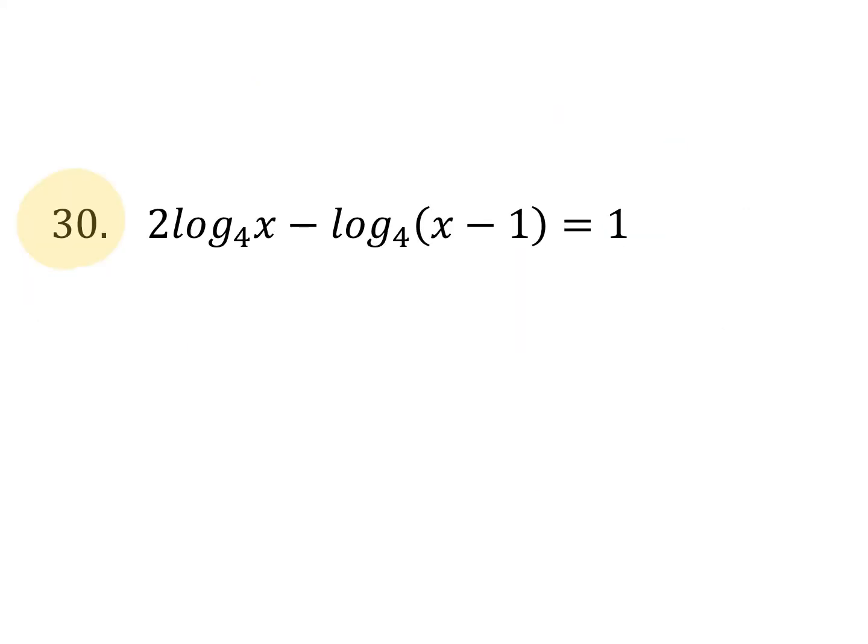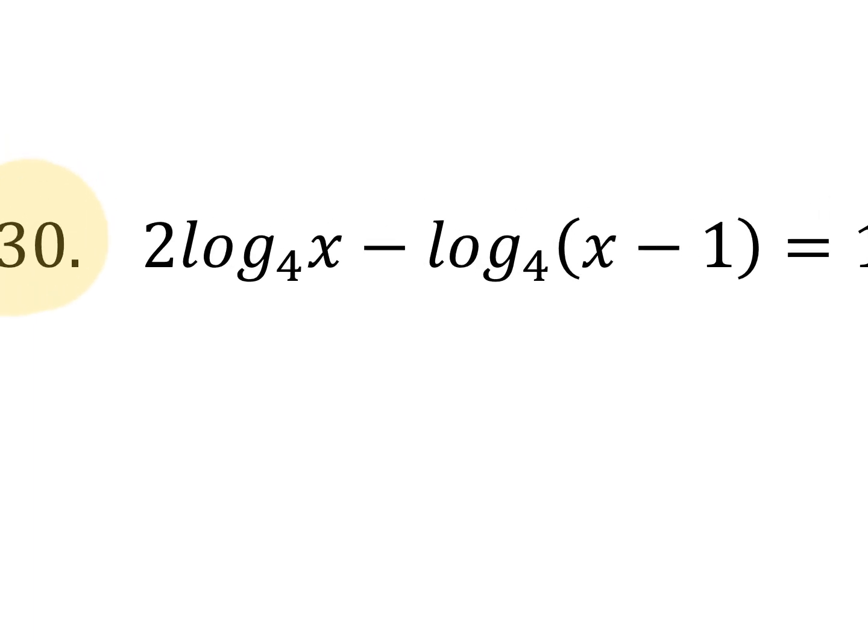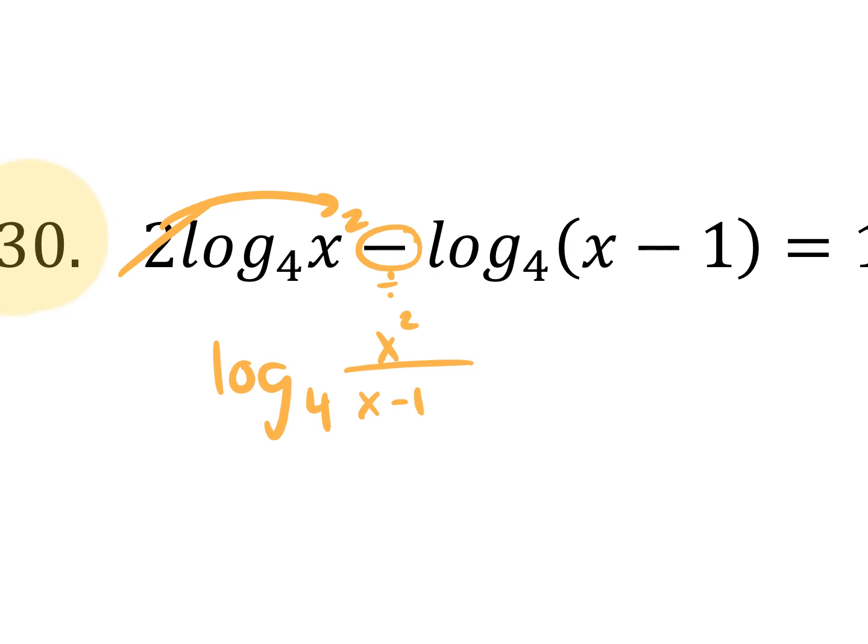What should I do first for 30? Condense. So I want to move the 2 on top of the x, and then I'm subtracting, so that means I'm going to divide. So this would be log base 4 of x squared over (x minus 1) is equal to 1.